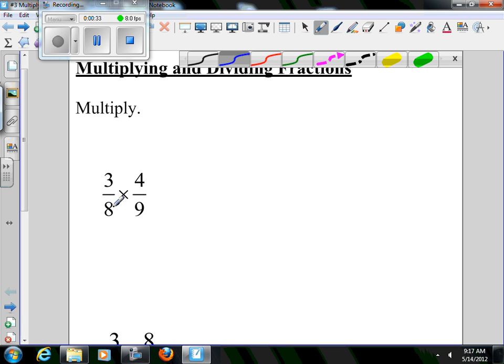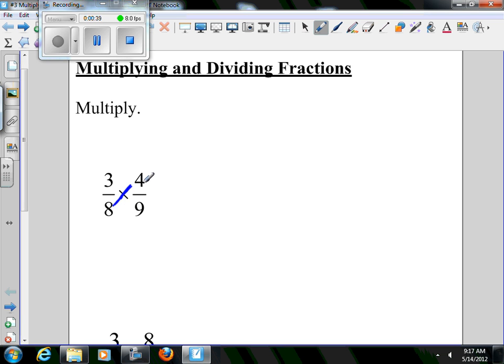So what you do is look at the numbers that are located diagonally from each other, such as 8 and 4. You ask yourself, what's the biggest number that would divide into both of them? Well, 4 will go into both. So let's divide. 4 goes into 4 once. 4 goes into 8 twice. How about 3 and 9? 3 will go into both of those. 3 goes into 3 once. 3 goes into 9 3 times.